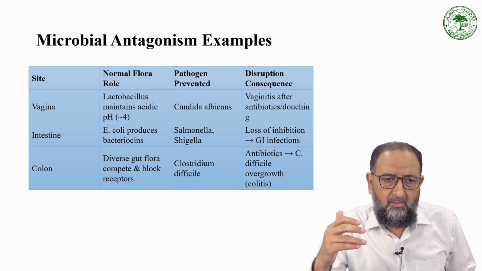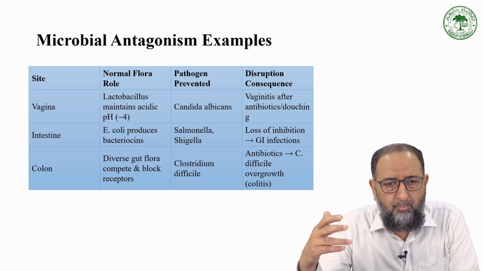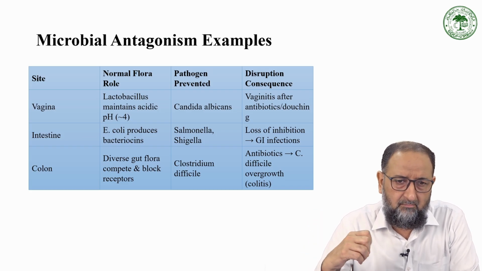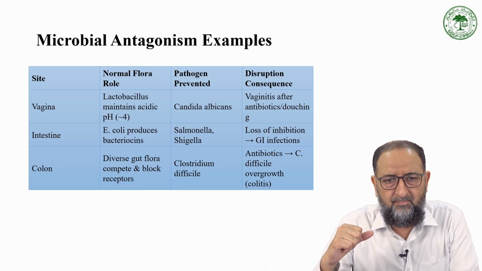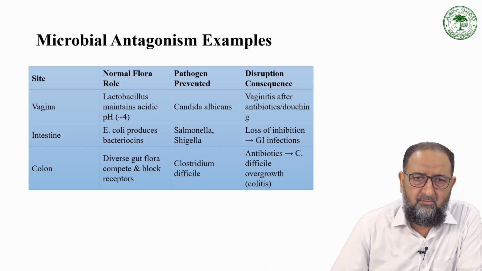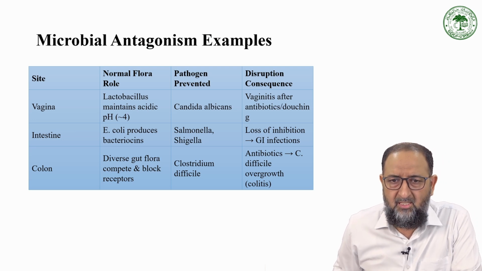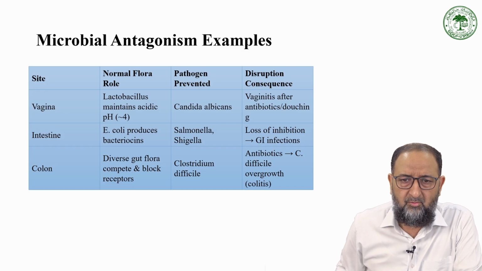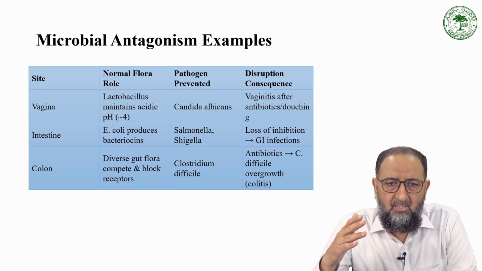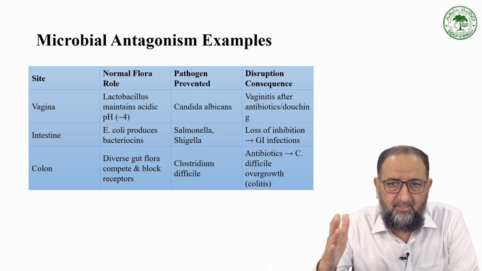The colon is basically part of the intestine also, but it has a diverse gut flora, and this gut flora competes and blocks the receptors so that other microbial pathogens cannot interact and adhere on the surface of the gut. Example, Clostridium difficile. This is a bacterium whose infection in the colon is prevented, and the gut flora produce antibiotics. Clostridium difficile overgrowth will lead to colitis. So if the colon has a diversified normal gut flora that protects against Clostridium difficile, then colitis can be prevented.